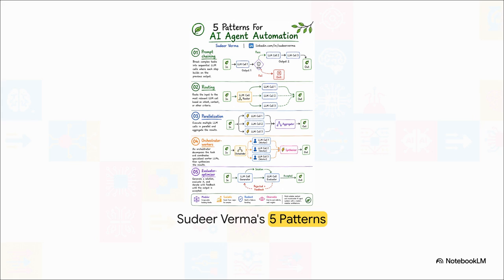This infographic breaks down the 5 core patterns for AI agent automation. Think of it as our architect's blueprint for building highly autonomous, complex AI systems. So instead of treating AI as this magical 8-ball, we're going to look at it as a series of interconnected, modular components. By the end of this explainer, you'll see exactly how to string these AI models together to create a really robust, automated ecosystem.